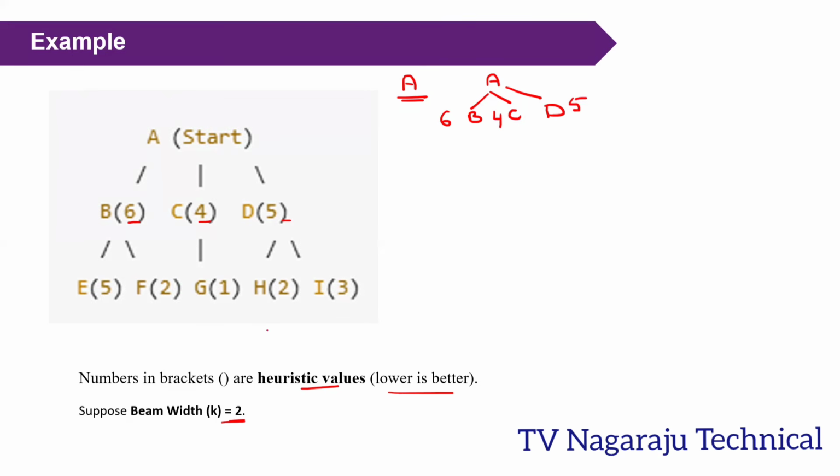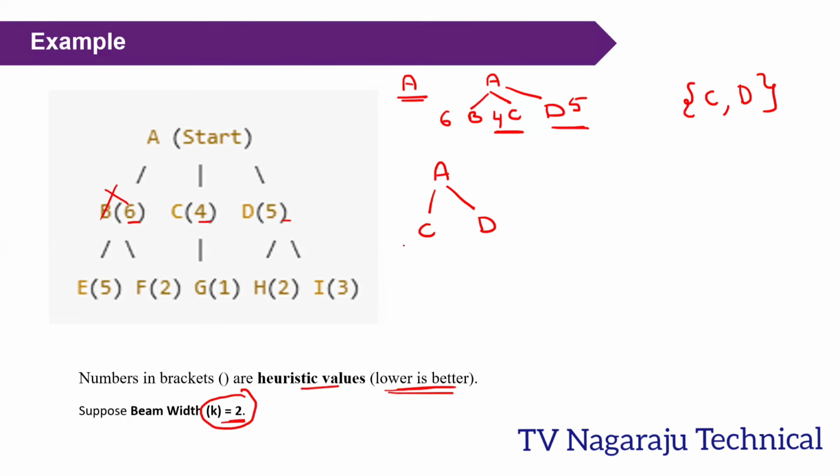What is the next step? Among these, my beam width is equal to 2. Select the 2 best nodes. What are the 2? For C, the value is 4. D value is 5. Here I assumed lower is better. Now, what are the nodes I selected? I selected C, D. That means my tree is A to C and D. You got it? I am ignoring B. Why? It has the highest heuristic value.